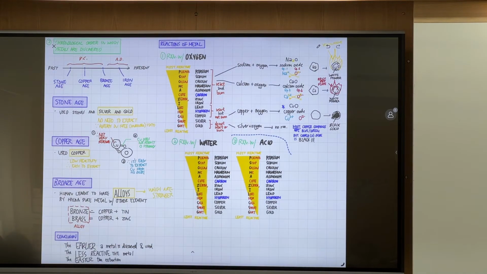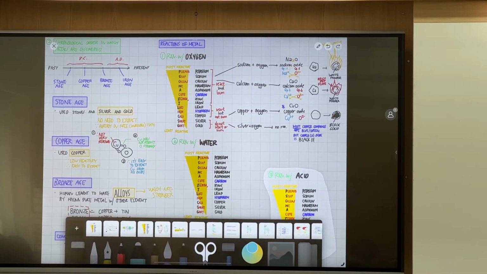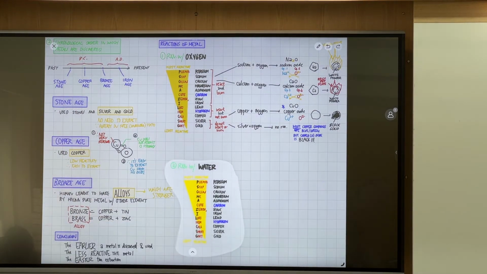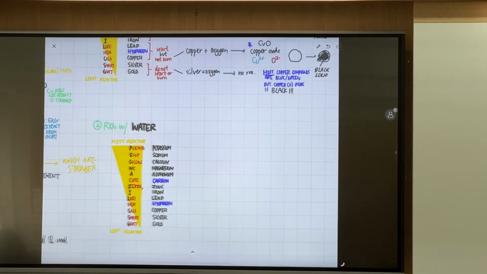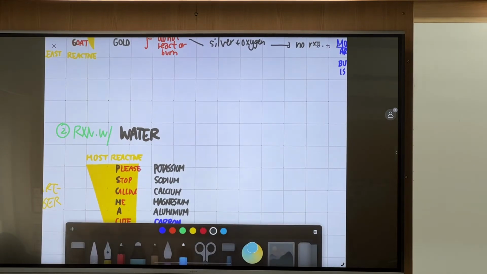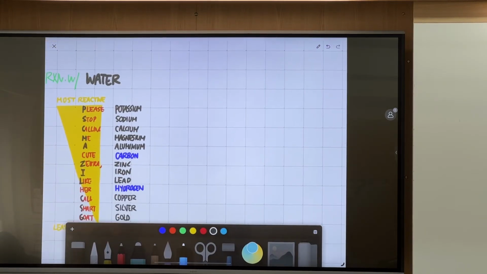Now let me copy this onto the next page. Now let's take a look at the reaction with water. The reaction with water is different. We can use two different types of water: cold water or hot steam. First, for potassium and sodium all the way to calcium, these three metals react with cold water.